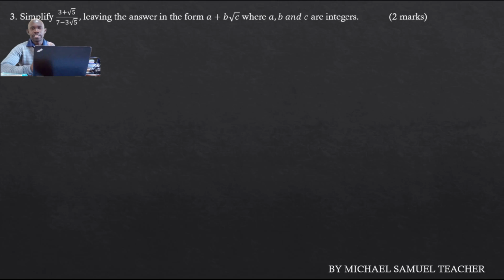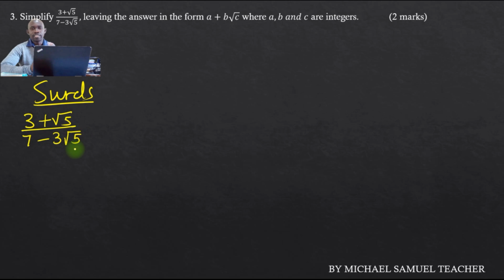Now, this question comes from the topic of Surds in form 3, and in our case here, the candidate is being tested whether he knows how to multiply the conjugate by numerator and denominator. In other words, we simplify or we rationalize the denominator. So we have 3 plus root 5 all over 7 minus 3 root 5.